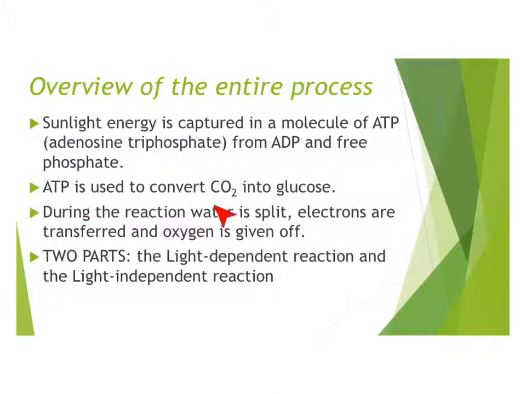ATP is then going to be used to convert carbon dioxide into glucose in the dark reaction, or the Calvin cycle. During the light reaction, water is going to be split, electrons are going to be moved around, and oxygen is given off as a waste product. So that's kind of the 3 steps that are going to happen. There are 2 main parts I keep mentioning: the light reaction and the dark reaction, also known as the light-dependent reaction and the light-independent reaction. The light-independent reaction, or the dark reaction, is also called the Calvin cycle. So you might hear those terms coming and going.